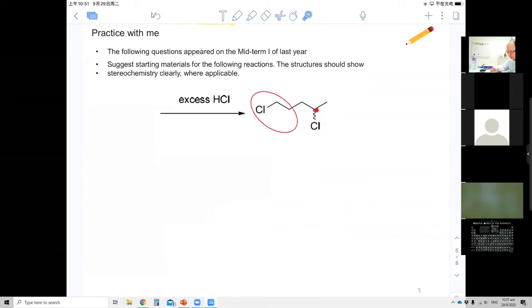And you can see from the waved bond that this chloride is not stereoselectively formed. It can be pointing toward you, or it can be pointing to the back. So keep this in mind, and also keep this chloride in the terminal position in mind, and try to give the starting material. All right, I'll give you 3 more minutes.